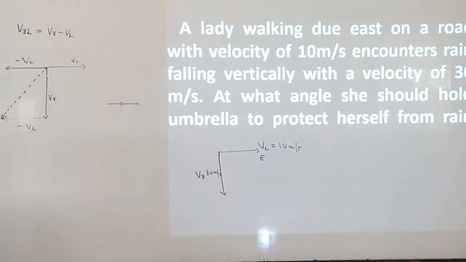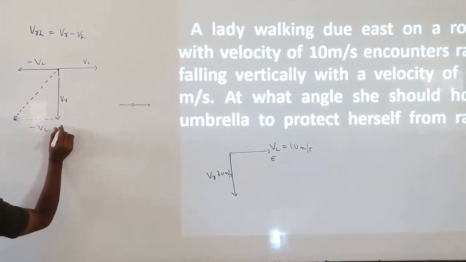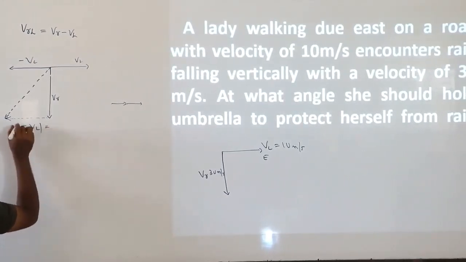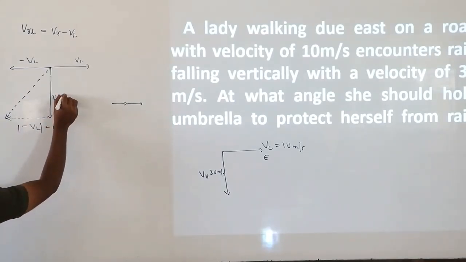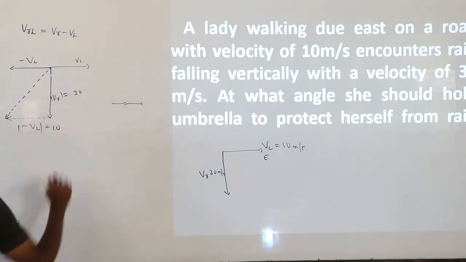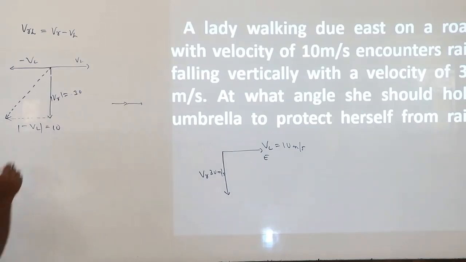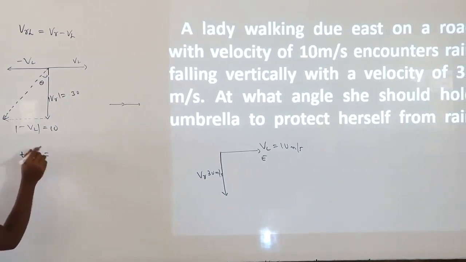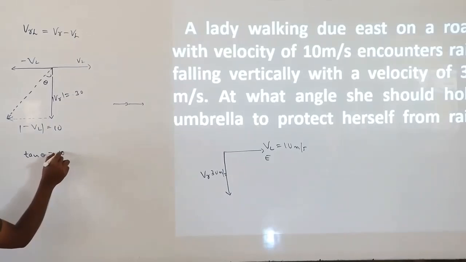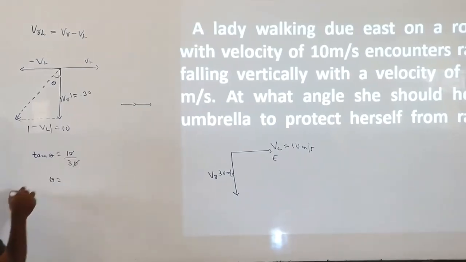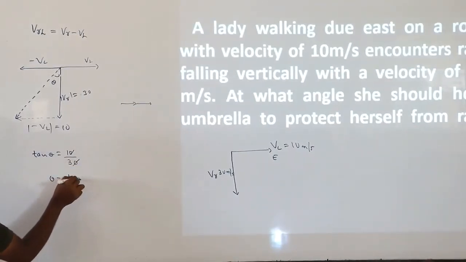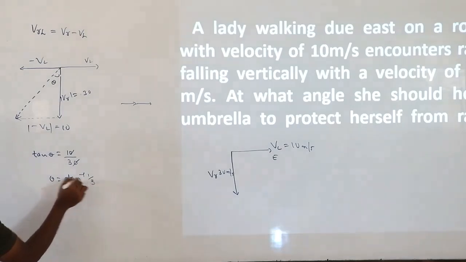If I take the magnitude, VL is going to be say 10, and this is going to be 30. What they are asking for is angle theta. So tan theta equals opposite divided by adjacent, 10 divided by 30. So tan theta equals 1 by 3, so theta is tan inverse of 1 by 3.